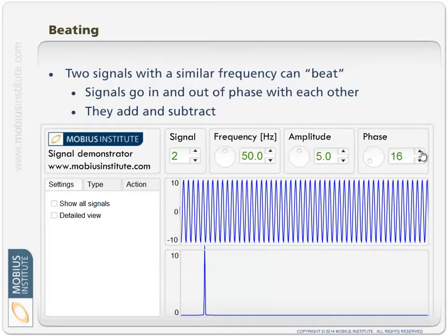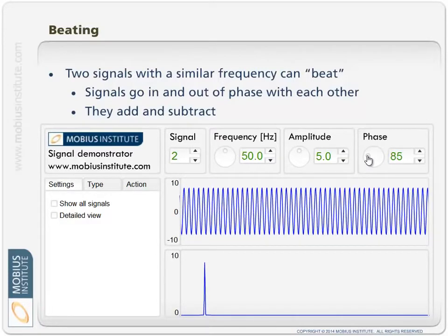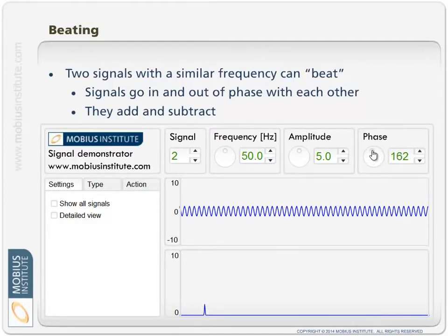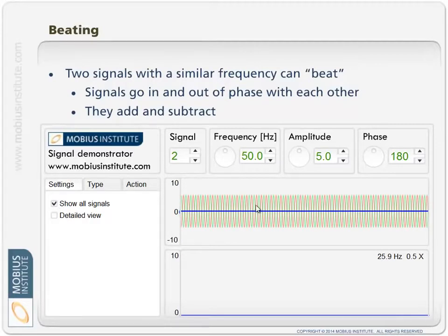Now if I slowly adjust it, what you'll see is that the amplitude appears to be dropping. So we can keep changing this, and when we get to 180 degrees, lo and behold, we get 0 amplitude. Nothing in the spectrum, nothing in the time waveform. Because what we have are two signals which are 180 degrees out of phase.